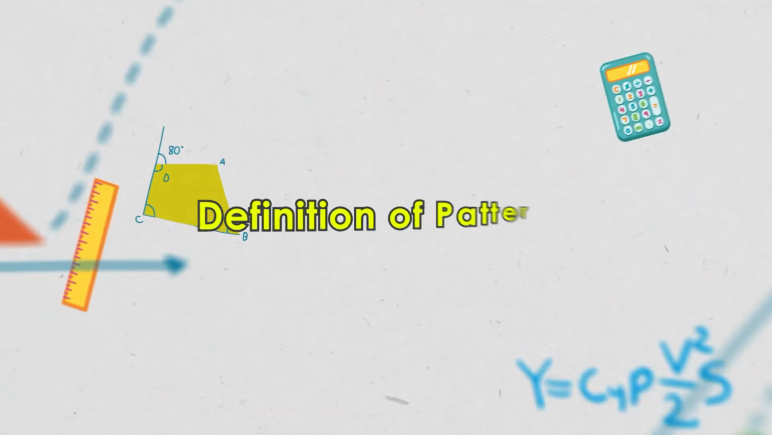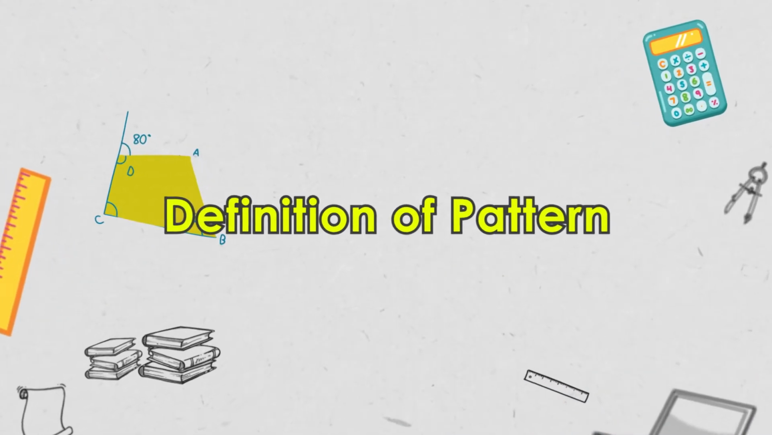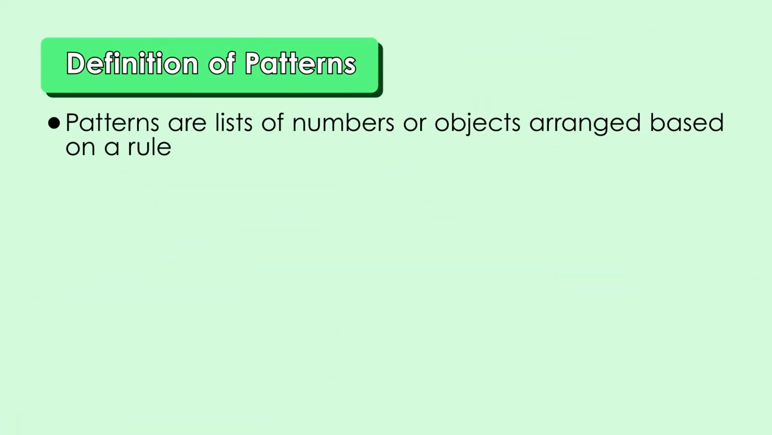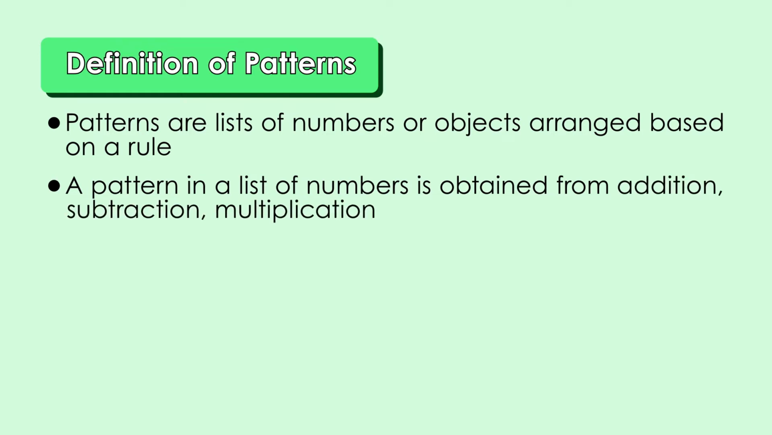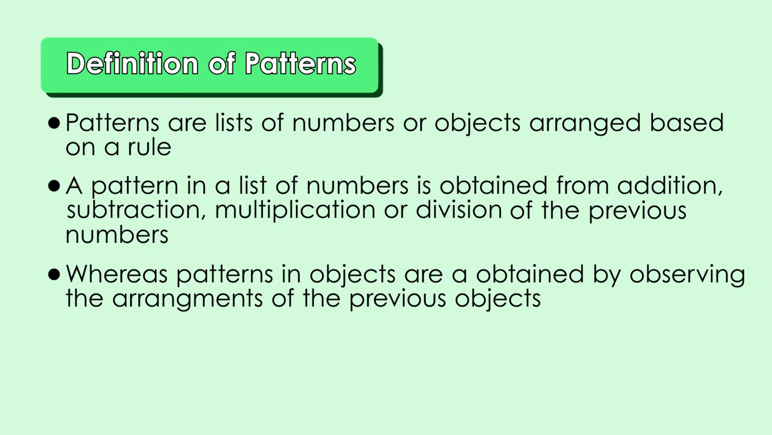Boys and girls, let us now look at the definition of patterns. Patterns are a list of numbers or objects arranged based on a rule. A pattern in a list of numbers is obtained from addition, subtraction, multiplication, or division of the previous numbers. Whereas patterns in objects are obtained by observing the arrangements of the previous objects.